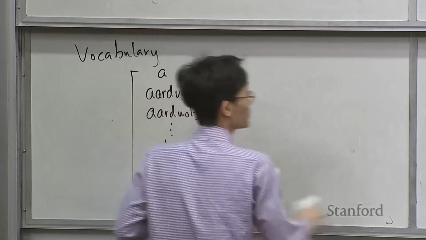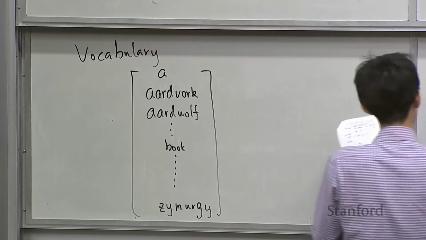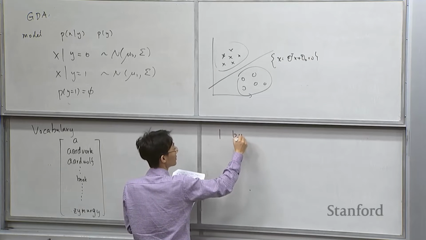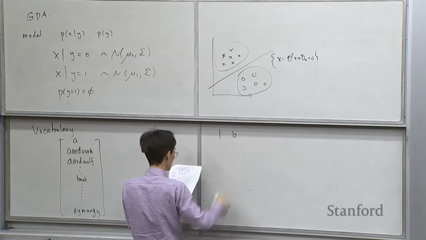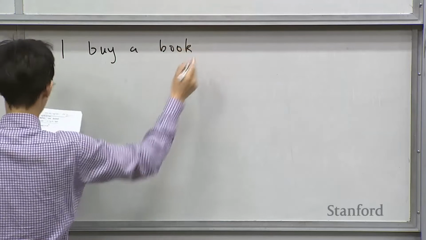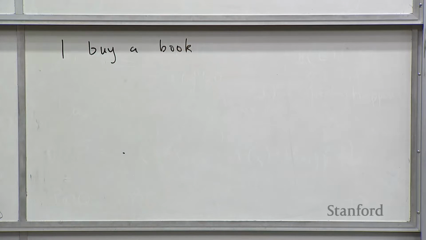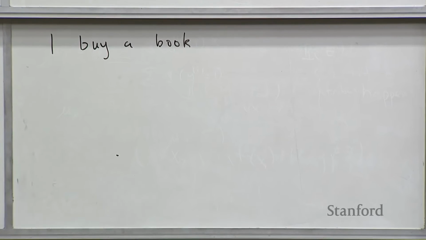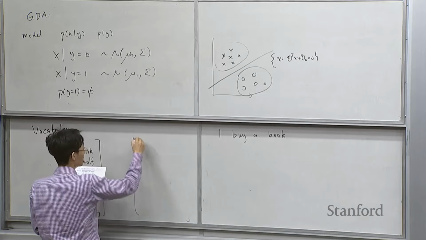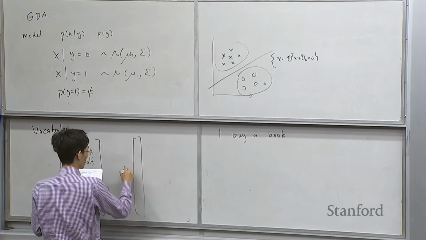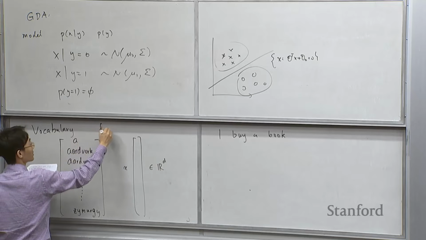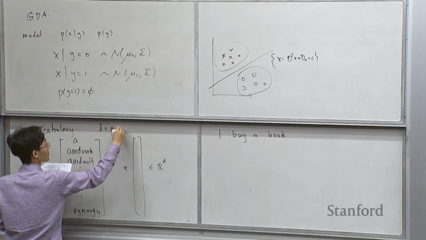suppose you have a piece of text, right? Say a sentence, or maybe an email. Suppose this email just has one sentence, something like "I buy a book." So you want to turn this into a vector, and how do you do it? The way that we do it here is that x is of dimension d, where d is the size of the vocabulary, d equals the number of words.